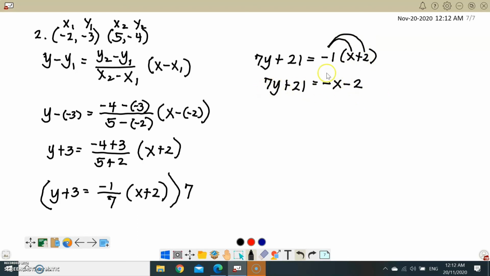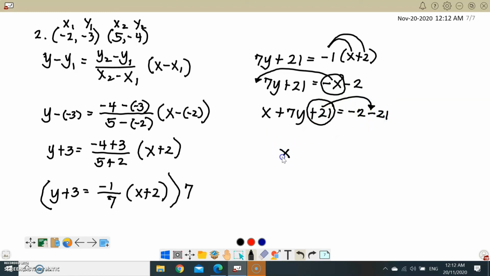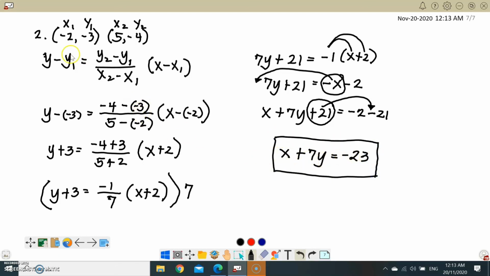So we need to transform this into standard form. So transpose negative x to the other side of the equation. From negative, it becomes positive. So we obtain x plus 7y plus 21 is equal to negative 2. Transpose the constant positive 21 to the other side of the equation. From positive, it becomes negative 21. So we now have x plus 7y is equal to negative 2 minus 21, which is negative 23. And you now have the equation of the line passing through the points negative 2, negative 3, and 5, negative 4.